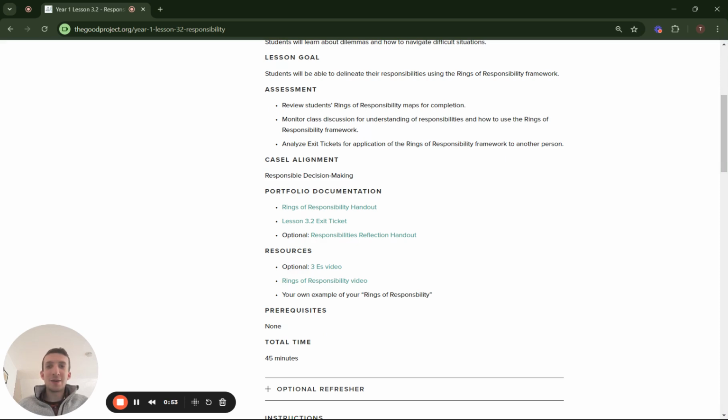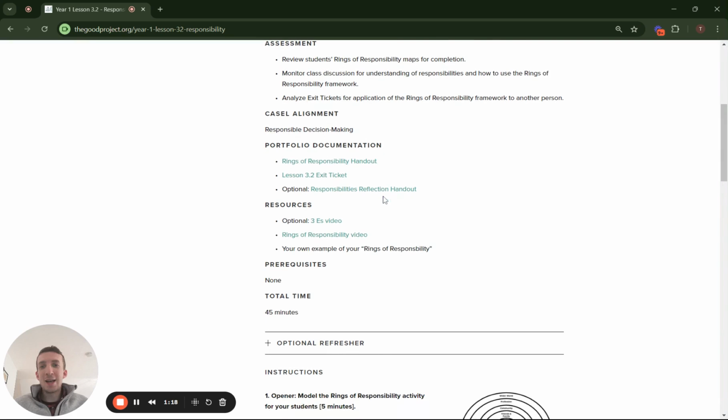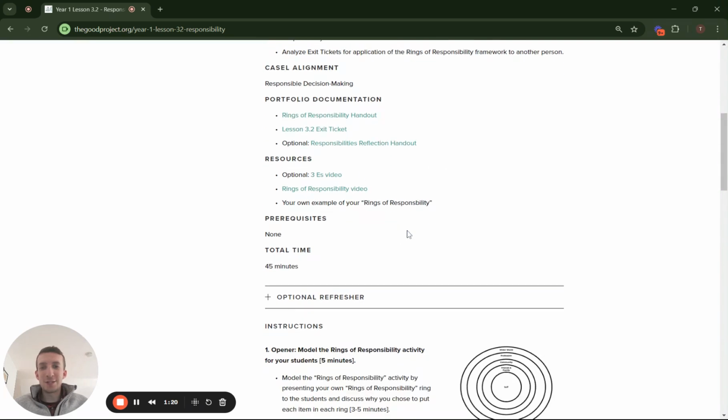You'll see the assessment recommendations here for how you'll be able to know whether students are developing a deeper sense of their responsibilities and being able to use the Rings of Responsibility framework based on some of the artifacts that they'll be developing and some of the discussion that they'll be having. This lesson most relates to the CASEL Social Emotional Learning Framework around responsible decision making, of course, and the portfolio documentation and resources that you'll need are all here.